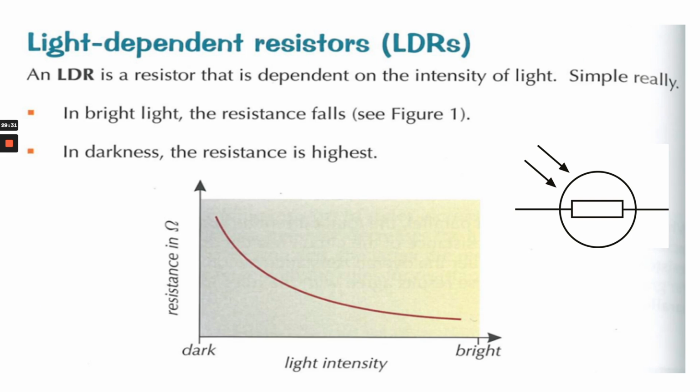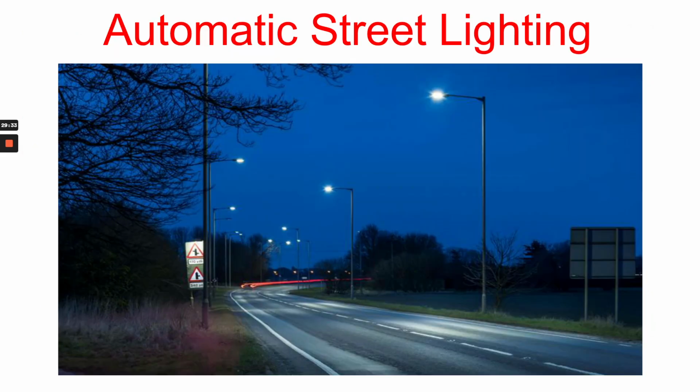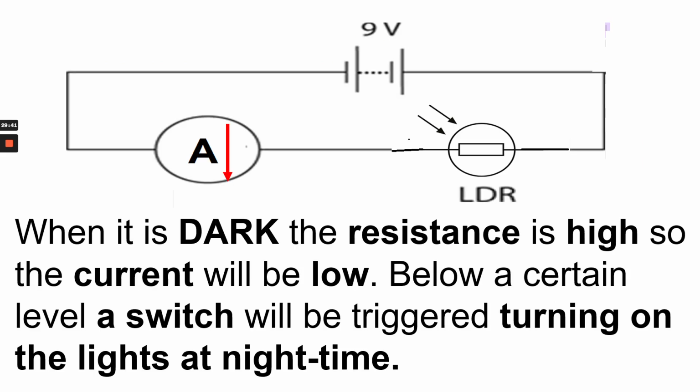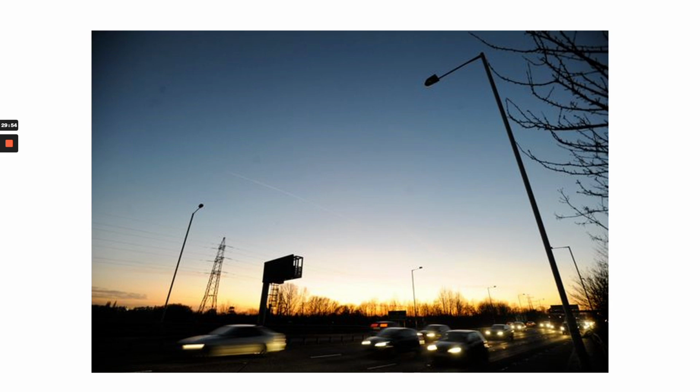What would this be used for? Well, you could talk about automatic street lighting. Here's a circuit with an ammeter and a light dependent resistor. Now when it is dark, the current will be low as the resistance will be high. Below a certain level, a switch will be triggered, turning on the lights at night time. That's what you want.